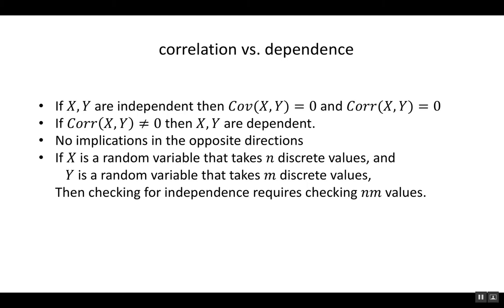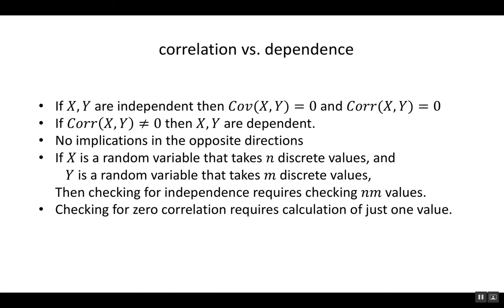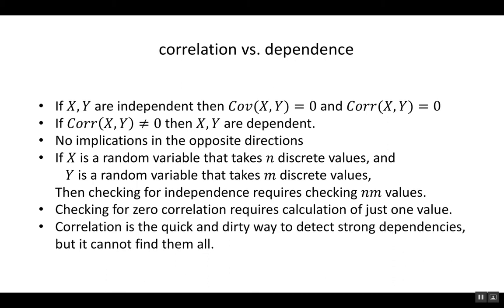So if x is a random variable that takes n discrete values and y is a random variable that takes m discrete values, then checking for independence requires checking n times m values, right? We basically have to look at the table where it has all of the joint probabilities. Checking for zero correlation requires calculation of just one value, so that's much easier. Correlation basically is the quick and dirty way to detect strong dependencies, but it might not be able to find dependencies that are not linear.